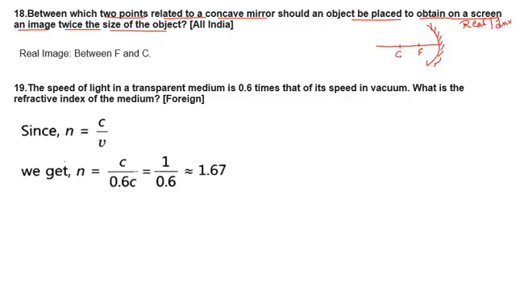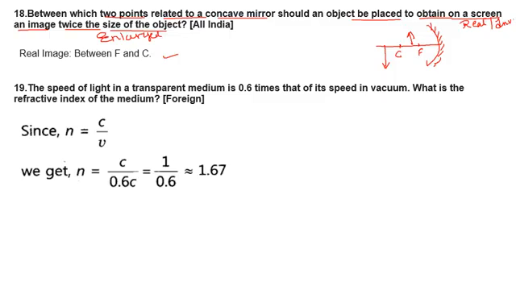The image is inverted, real, and twice the size of the object. It means it has to be enlarged. So we know that if I keep my object between the center of curvature and focus, I'll get an image beyond C, which is real, inverted, and enlarged. Okay, so this is a very simple question. Let's take the next question.